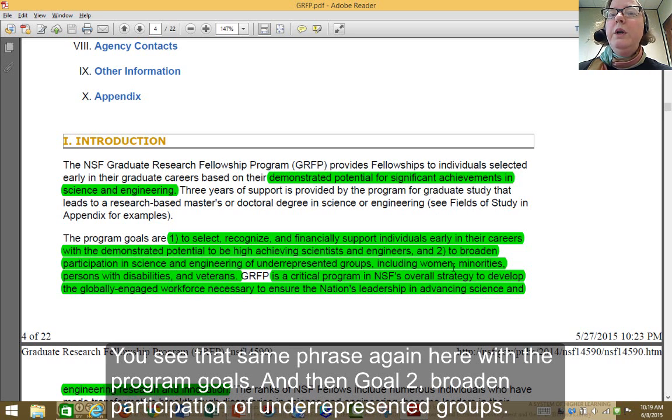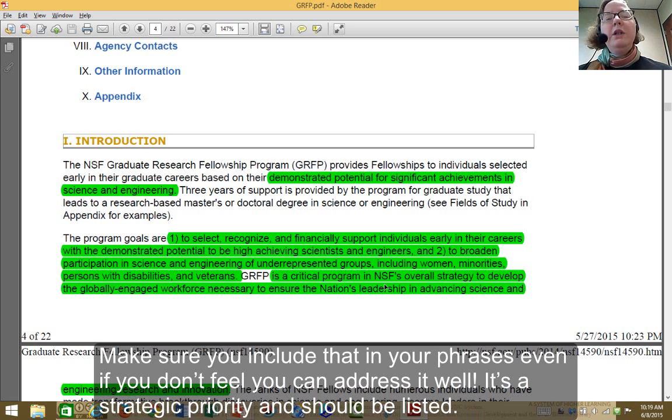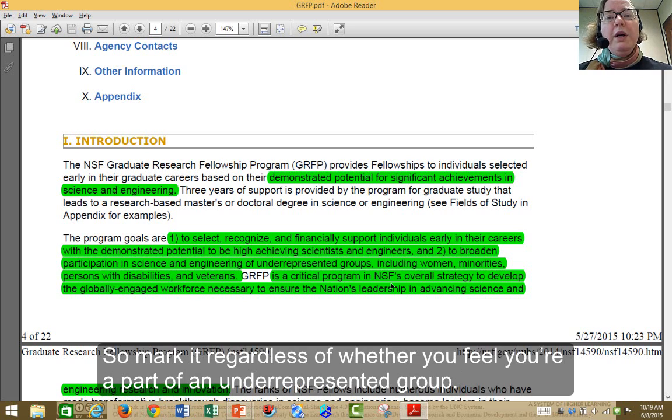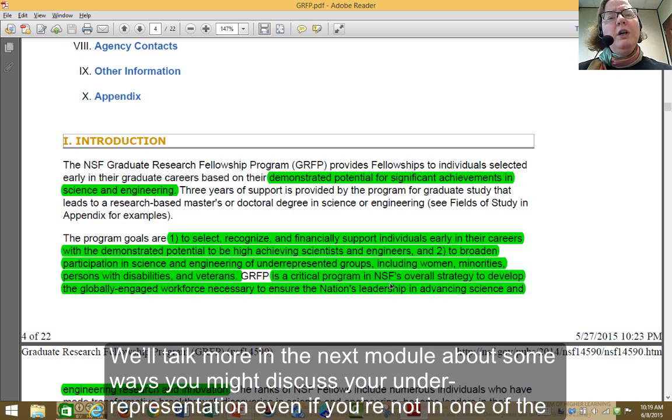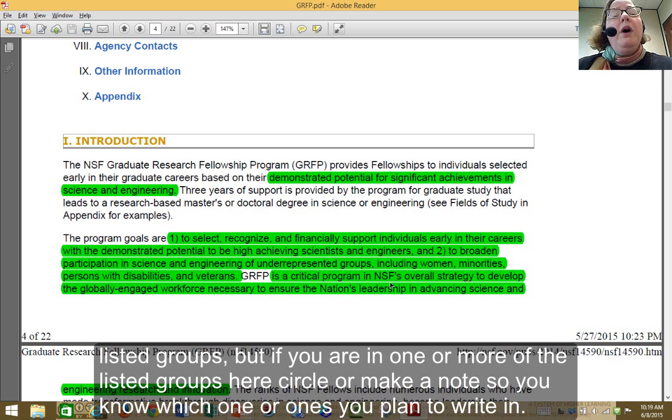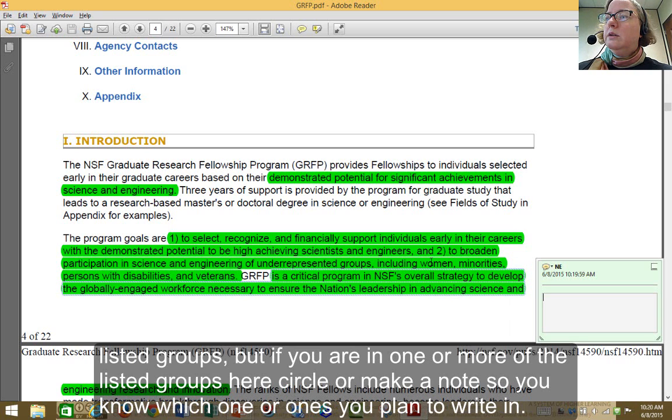And then, goal 2, broaden participation of underrepresented groups. Make sure you include that in your phrases, even if you don't feel you can address it well. It's a strategic priority, so it should be listed. You mark it regardless of whether you feel you're part of an underrepresented group. We'll talk more in the next module about some ways you might discuss your underrepresentation, even if you're not in one of the listed groups. But if you are in one or more of the listed groups here, circle or make a note so you know which one or ones you plan to write in.